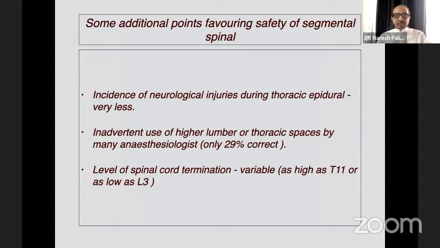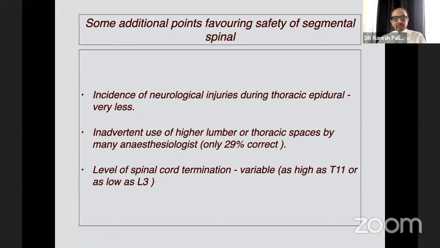There are some additional points for safety of segmental spinals. There are many studies about the low incidence of neurological injuries during accidental dural punctures in thoracic epidurals. There are n number of studies about this. And also, many anesthesiologists use high lumbar or thoracic spaces, especially in obese and parturient patients. They use these spaces inadvertently. What that means is they are already giving these thoracic spinals unknowingly.